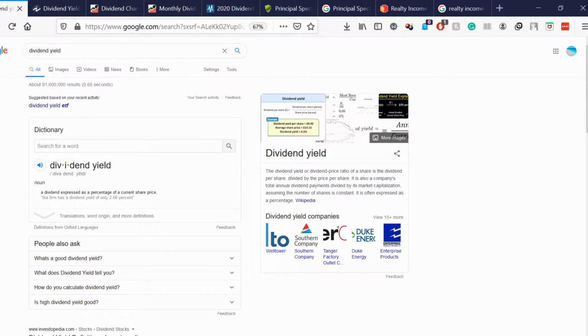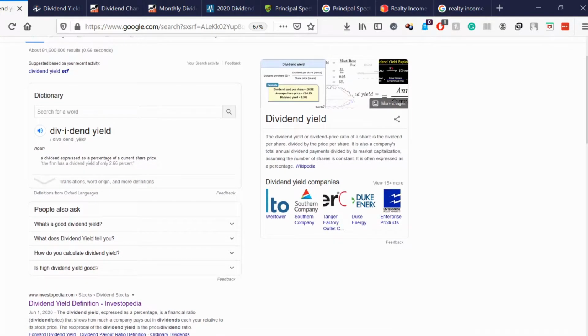Alright, so here we go. This is straight off of Google. Like I said, we live in amazing times, guys. You have access to all this information. There's a lot of tools at your disposal. Make sure you use whatever you got. This is exactly what I was doing early on in the days. I was just Googling and searching, and that's kind of what I did. So here we go. Dividend yield.